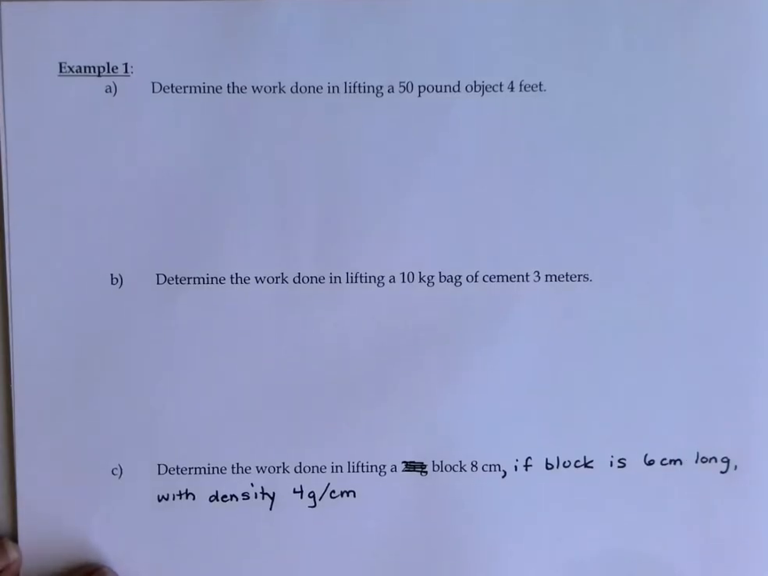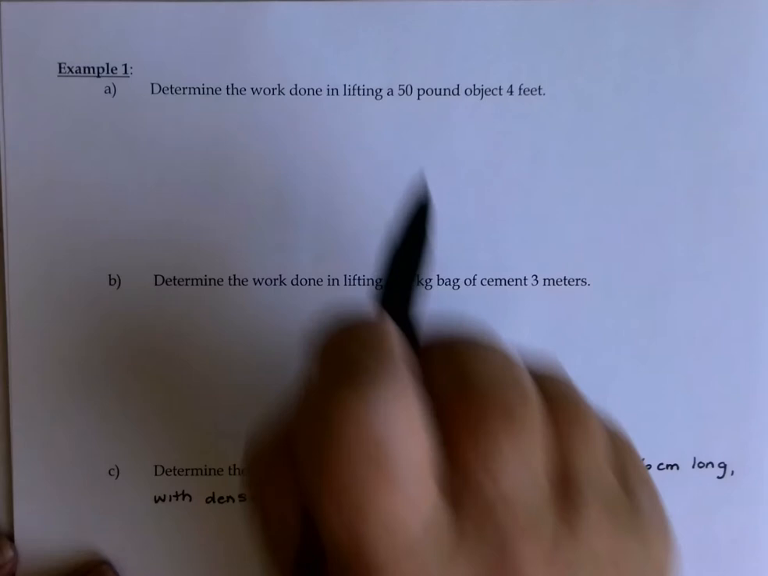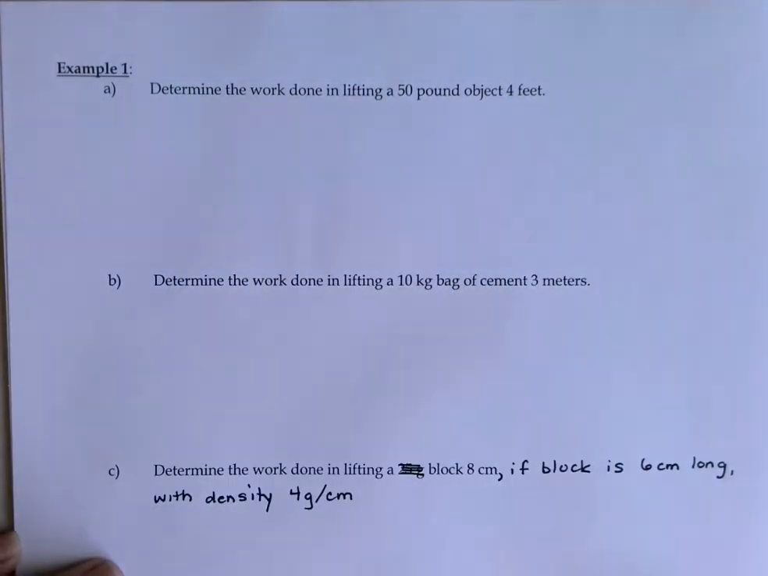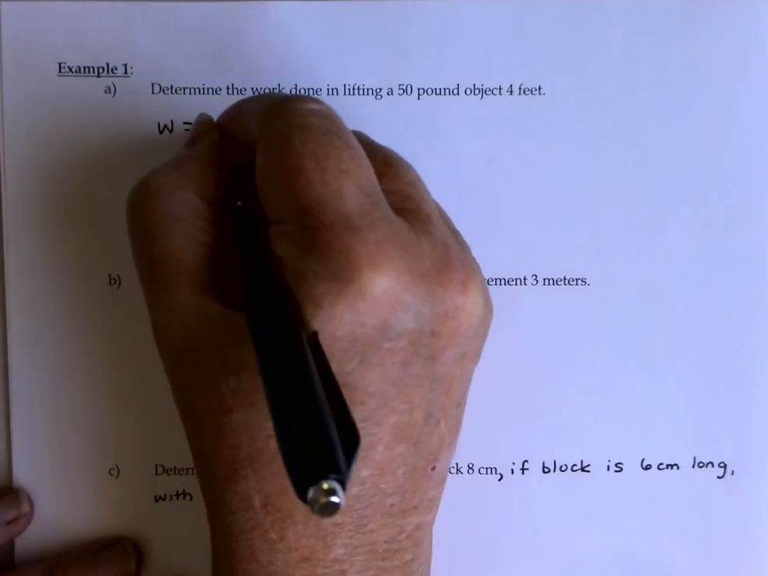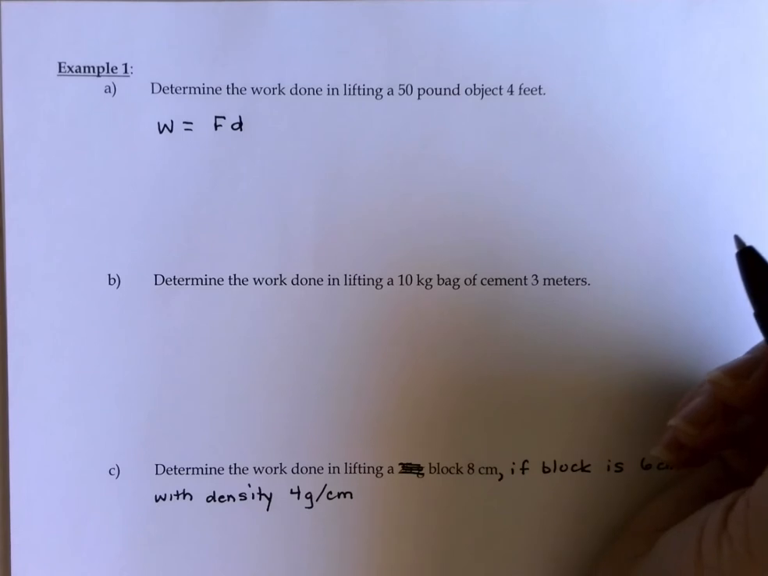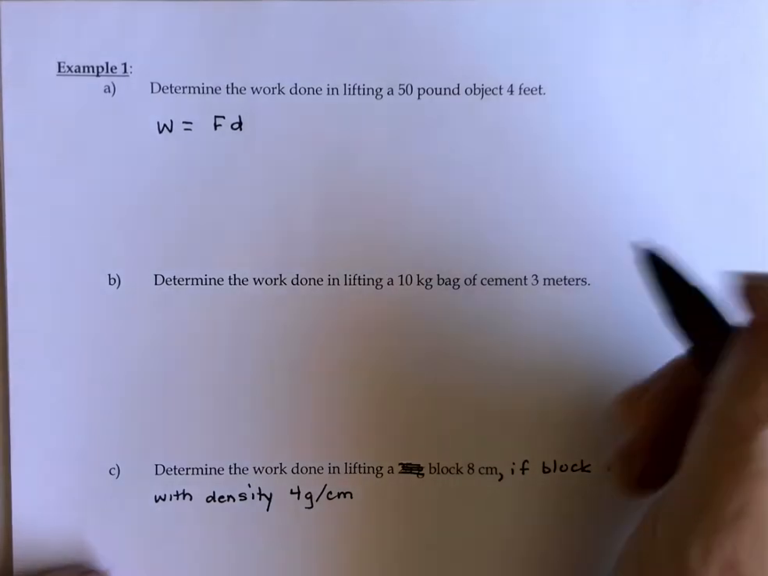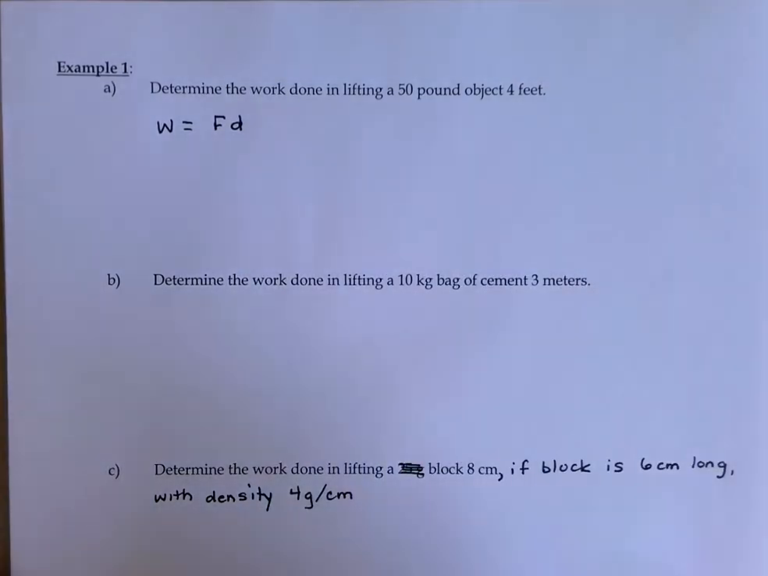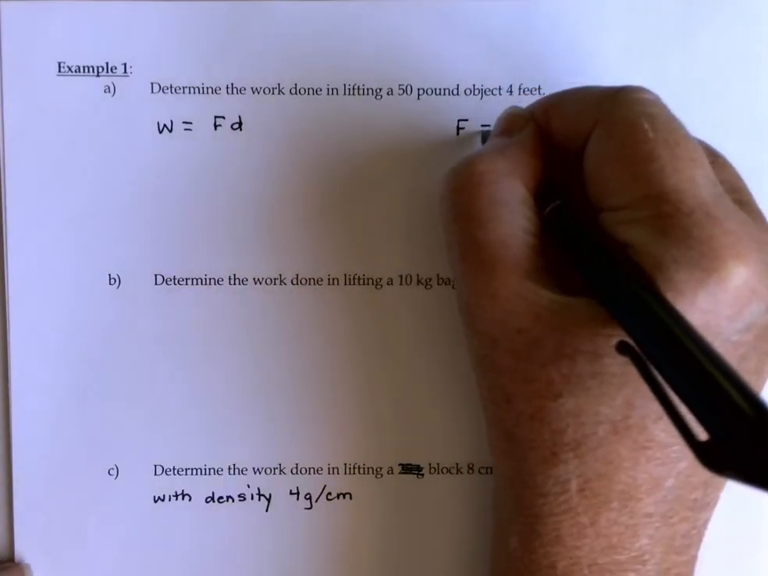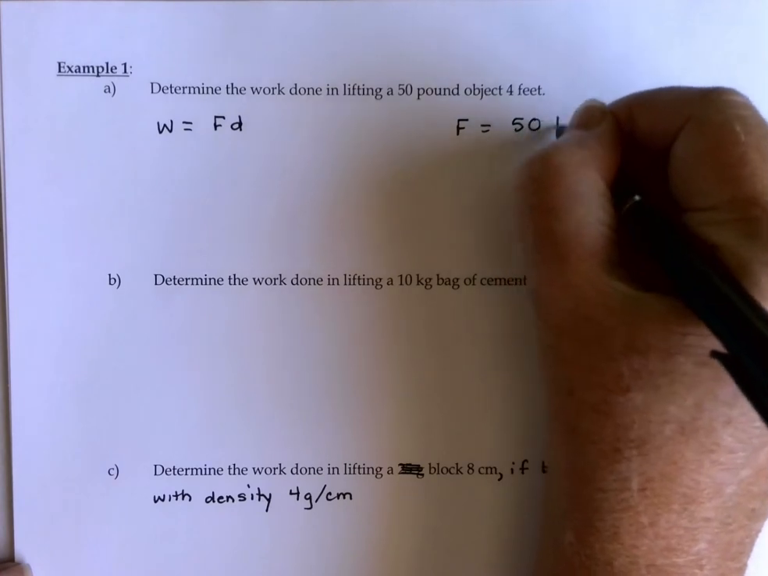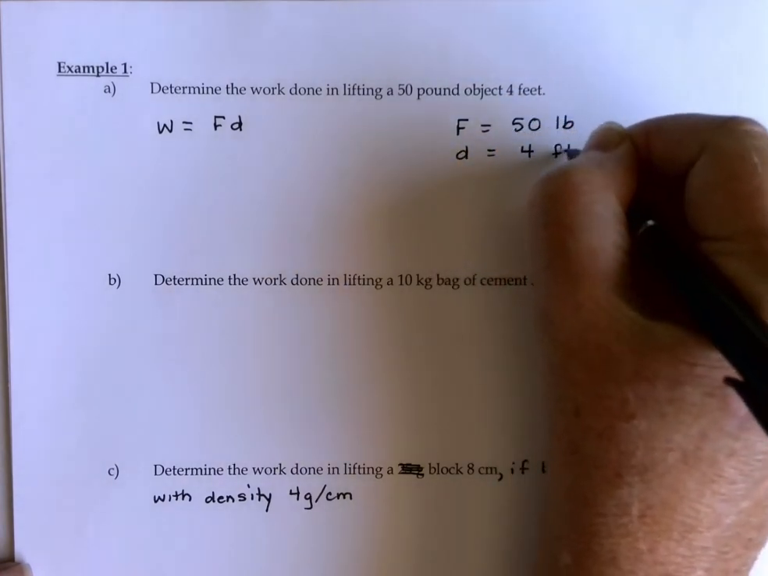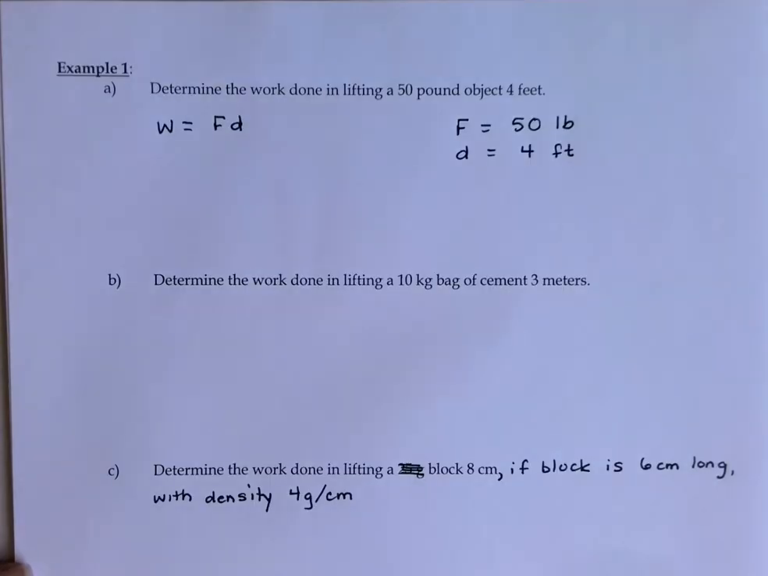In this first example, we'd like to find the work done if we're going to lift a 50-pound object 4 feet. So I know work is force times distance, and I'm just going to start these problems out by making a list. When we get to more complicated problems, developing this habit is going to be good. In this case, everything we need is actually given. The force was given, it's 50 pounds. The distance was given, it's 4 feet, so we can literally just plug in.